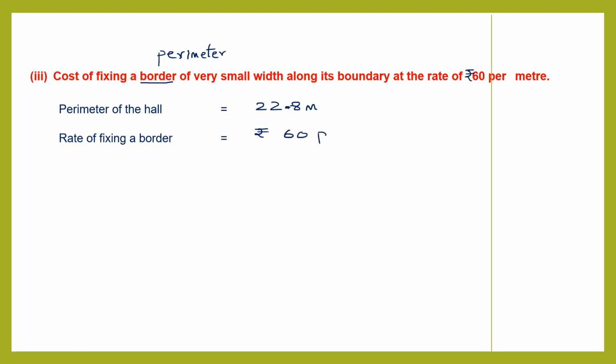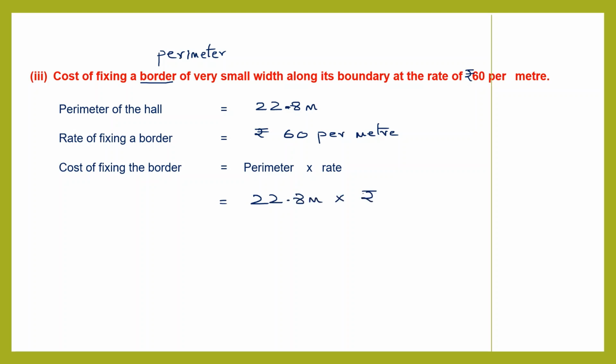That means for 1 meter it is 60 rupees. That means we need to find for 22.8 meters. So the cost of fixing the border will be perimeter into rate. Perimeter is 22.8 meters and rate is 60 rupees per meter. So we need to multiply these two numbers. That is 22.8 into 60. So ignoring the point, 228 into 60.